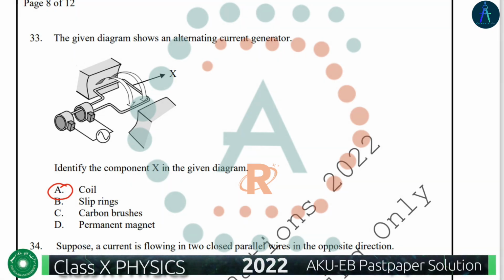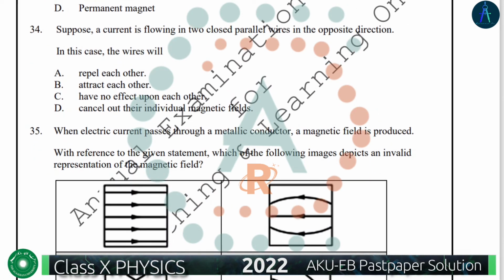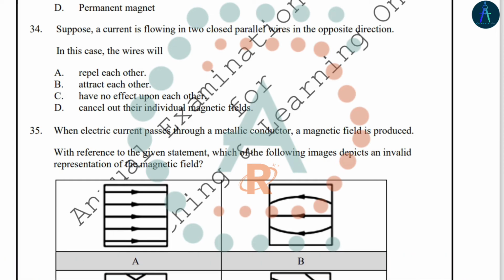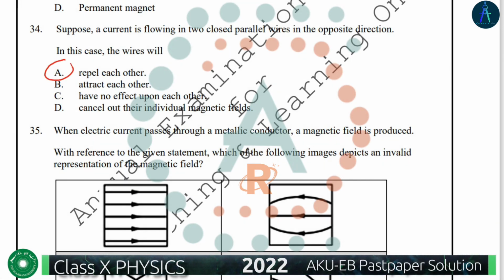Let's come to the next question, 34. Suppose a current is flowing in two closed parallel wires in the opposite direction. So in this case, what will happen with the wires? So the correct answer for this question number 34 is option A, that these two wires will repel each other.